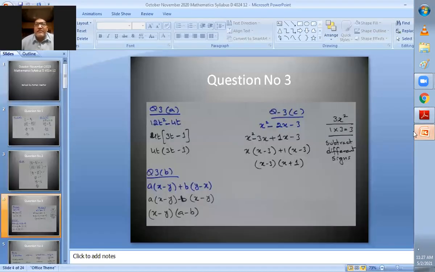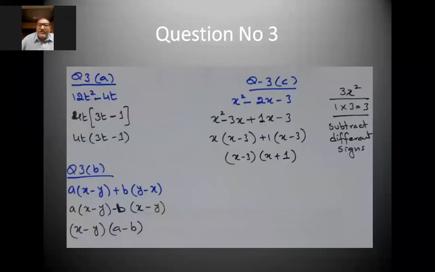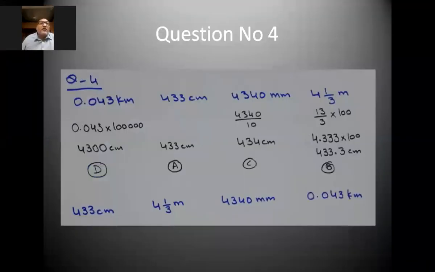I have done this on a paper. Let me show you my work. Question number 4. So here you can see I have multiplied 0.043 kilometer with the 100,000. And the final answer will be 4300 centimeter. 43 centimeters is already in centimeter. 4340 millimeter, so divide it with 10, it will be converted into centimeter. So the answer will be 434 centimeter.